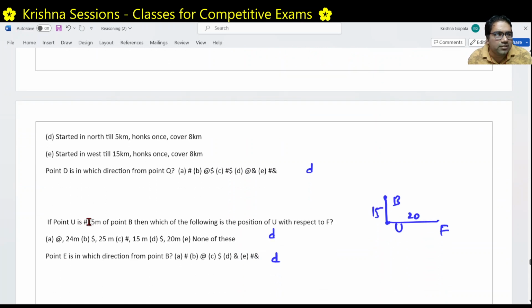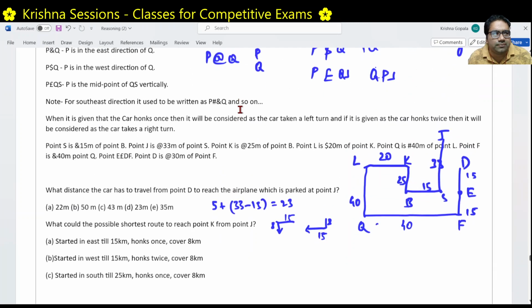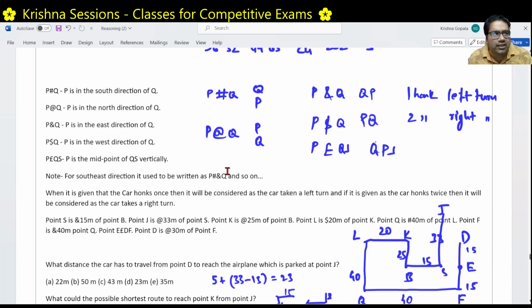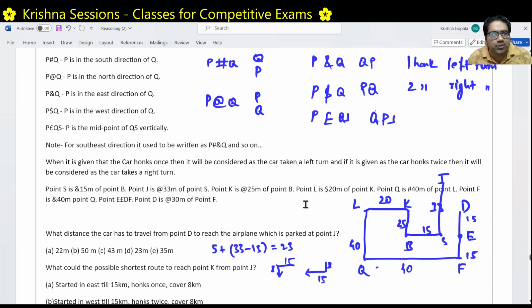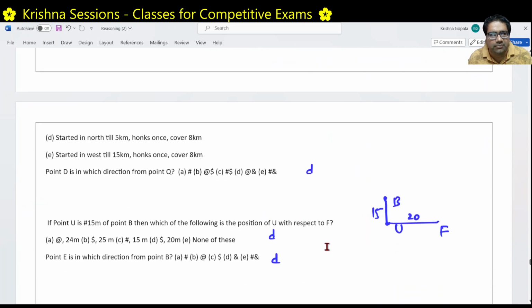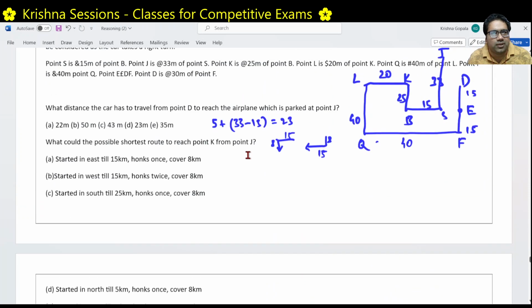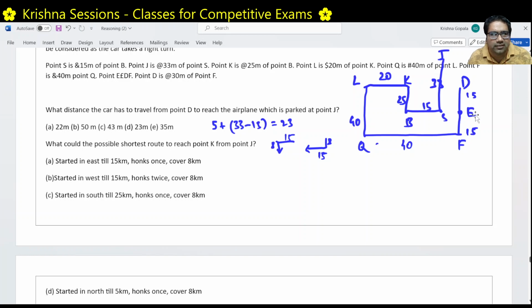Next, U is hash 15 meters of point B. Hash means what? Hash means P hash Q means P is below Q. U hash B means U is below B. U is below B. How many meters? U is below B 15 meters. Right, 15 meters is exactly on this line, because B, S and E are all on the same line. U will be exactly here.